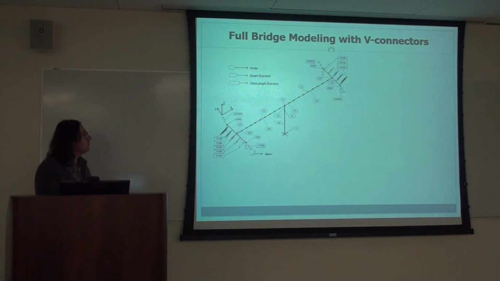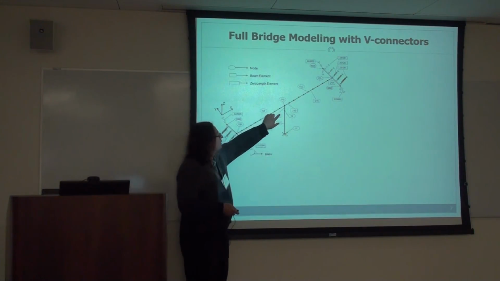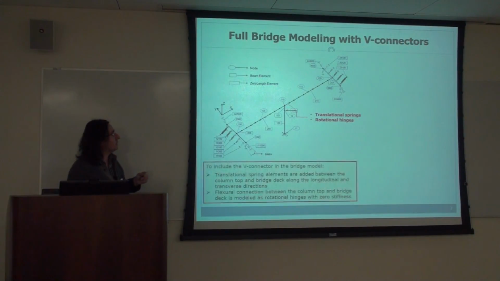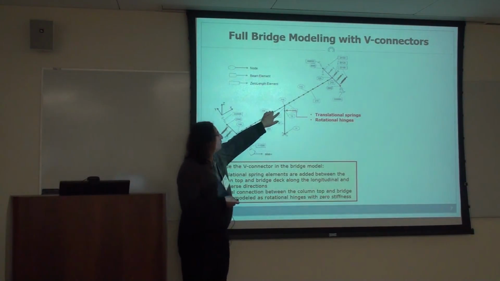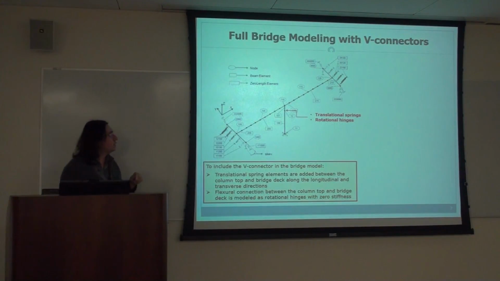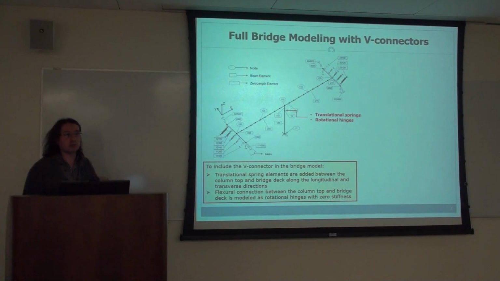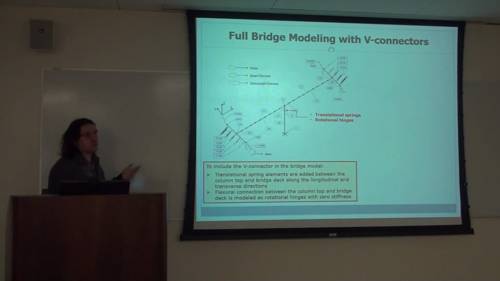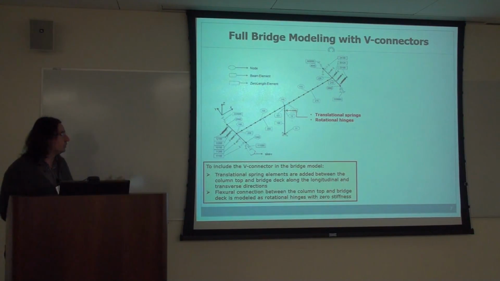And so, as I mentioned, we start with modeling this analytically, and basically the V connector, since it's between the column and the bridge deck, comes in as a component here between the column top and the bridge deck, and we basically use translational springs that represent the force displacement relation of this V connector. And also, because there's a hinge, we use a flexural connection with zero stiffness to simulate that.